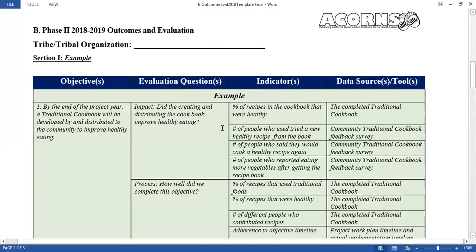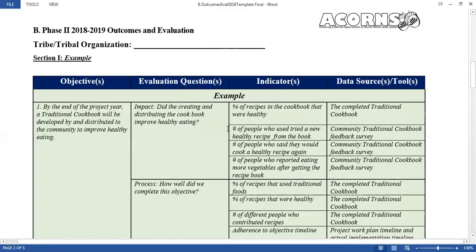So a couple of examples of indicators I came up with are the percent of recipes in the cookbook that were healthy. So maybe you wanted to have some desserts or some other sweet treats within your cookbook, as we do. So then what percentage of the recipes in the cookbook were healthy? Because if we're distributing this cookbook to try to improve healthy eating, but 90% of those recipes in the cookbook are sweet treats, then that probably won't increase the health of our community. So we want to know what percentage of those recipes were healthy.